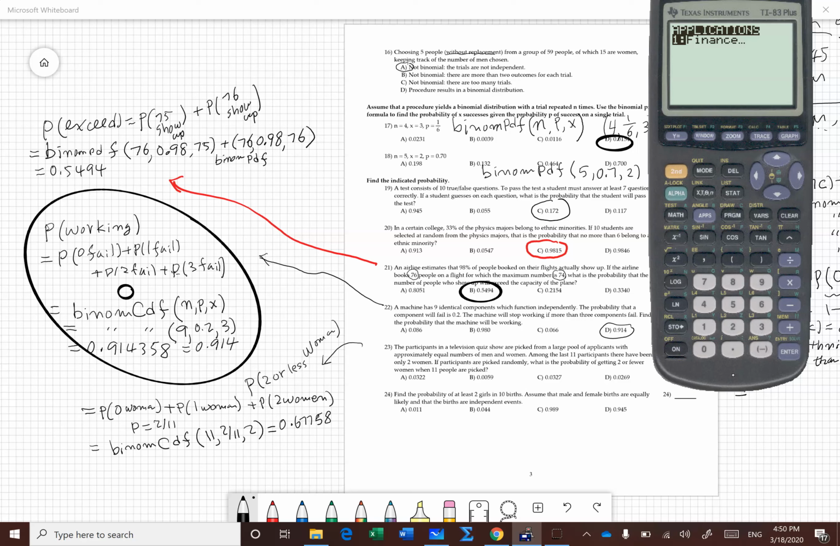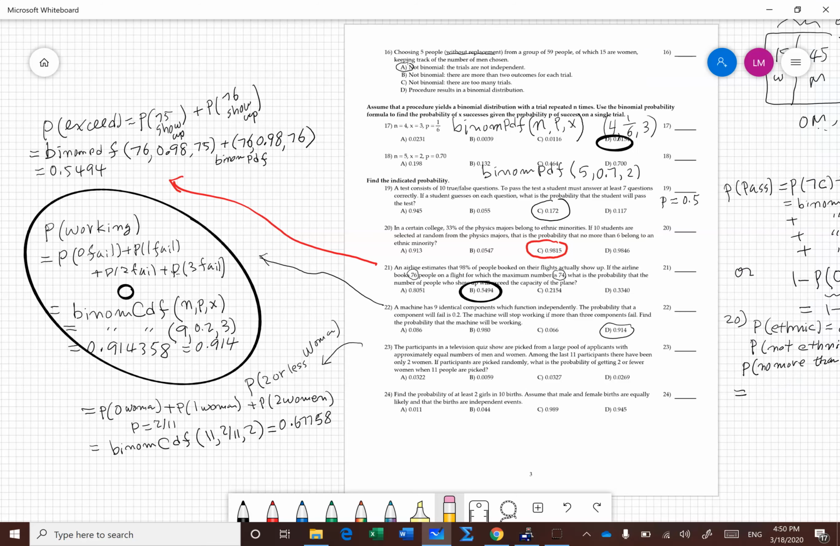Approximately equal number. Oh, equal number of men and women. Sorry about that. So this P is for equal numbers of men and women, so this should be 0.5. I think I did okay in the class. I don't know why I cannot do it here. So this should be changed to 0.5. So this is 11, 0.5 and 2.